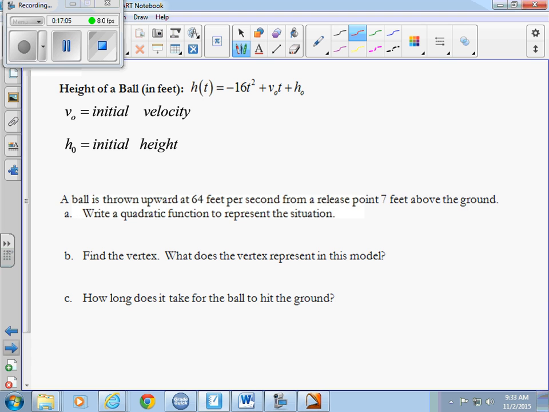Okay, so if you have this equation, we're just going to fill in the pieces of information. It says that the initial velocity is the little v, and the initial height is the little h. So I have an initial velocity of 64 and an initial height of 7. So my quadratic function is negative 16t squared plus 64t plus 7. Any questions so far?